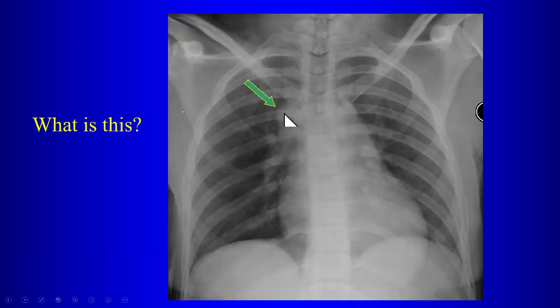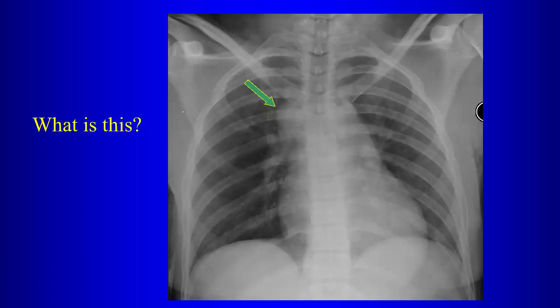So what could this arrow represent? What could that be? So the azygous? So that could be a dilated azygous vein. Is there anything else that could be? Lymph node? Yeah, so that could be lymphadenopathy, right? So we have a right paratracheal mass here. It could be lymphadenopathy. It could be a dilated azygous vein. Since we just talked about the azygous vein, what are causes of dilatation of the azygous vein?